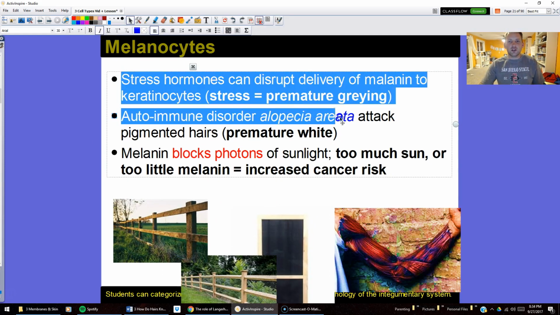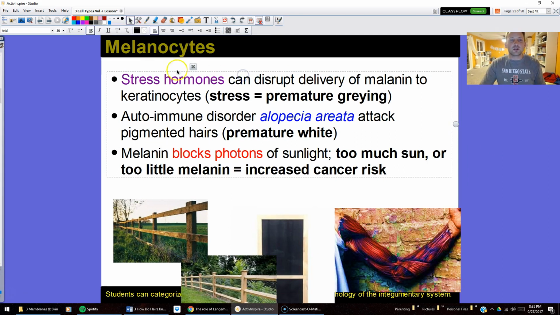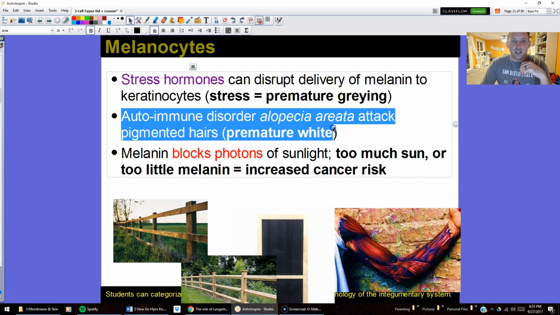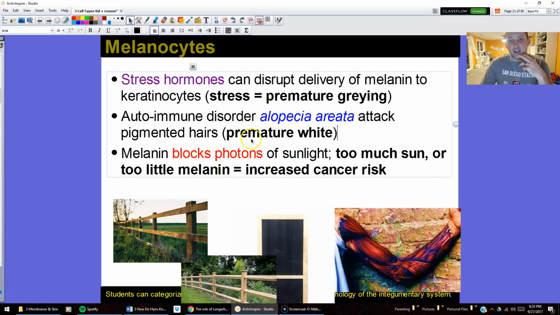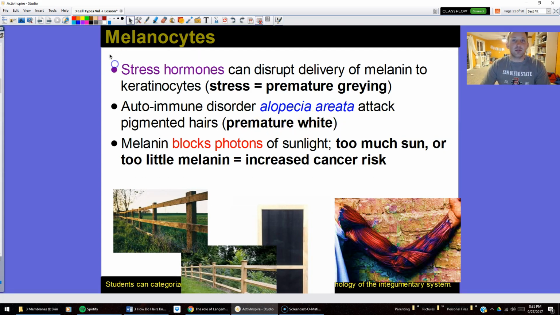There are also two things here, just to mention this briefly. Stress hormones are thought to disrupt the delivery of melanin. That's a typo: melanin to keratinocytes. So maybe the stress affects the delivery of melanin, which would speed along the process of graying, so premature graying. There also is a condition called alopecia areata, which attacks pigmented hairs. So it can actually attack the type of hairs that have eumelanin or pheomelanin, so you turn prematurely white. So alopecia areata is another interesting dysfunction.